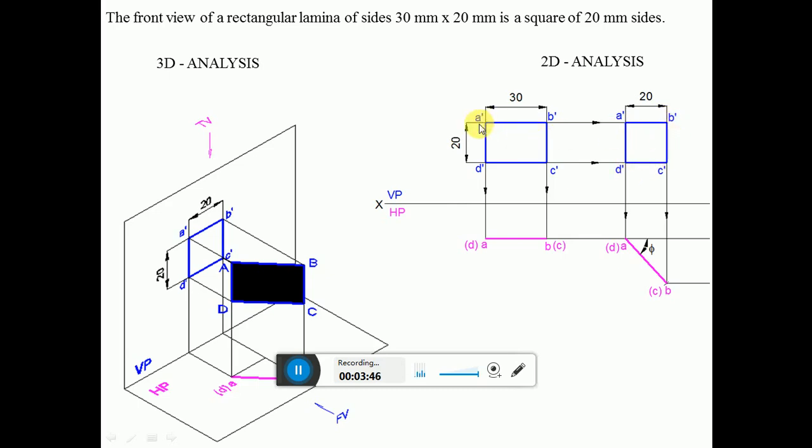So you got A dash, B dash, C dash, D dash. Since you considered some distance, you get a square of 20 mm side when the surface ABCD is rotated by a certain angle with respect to the vertical plane. How to get that? You have AD, which is already got at this point. Then project B dash, C dash onto the top view, measure the length AB, and with this as center cut an arc on this vertical projector. You will get this line, which is BC. So you know the surface inclination with respect to the vertical plane.